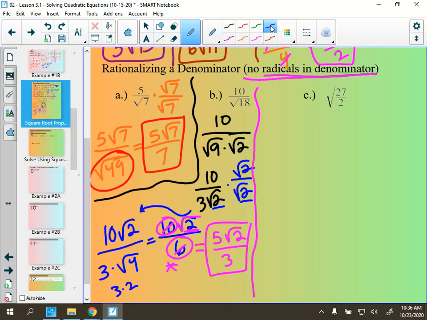What are our problems right now? Well, the first thing I see is I've got this 27 over 2, just kind of like the one right above it. Let's split this into the square root of 27 over the square root of 2. All right, so at least we fixed the one problem. There's no fraction underneath the radical.